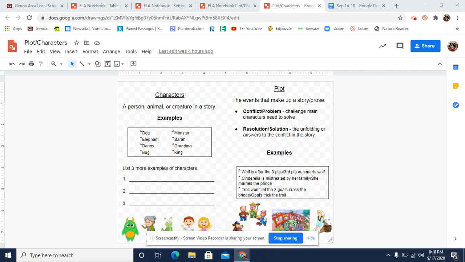And then we have the 3 Billy Goats Gruff. And the problem is that the troll won't let the 3 goats cross the bridge, right? So how are they going to get over to the other side to eat this delicious food? Well, the solution is that the goat tricks the troll, but it's an unfolding of it. It's not just one time. It's like every event. So the whole solution is each time he tricks them, where he lets the little one go, and then the little one says, "Oh, my brother's going to be bigger, so wait for him." And then the next one, same thing. So that whole sequence of events would be the solution or the resolution.